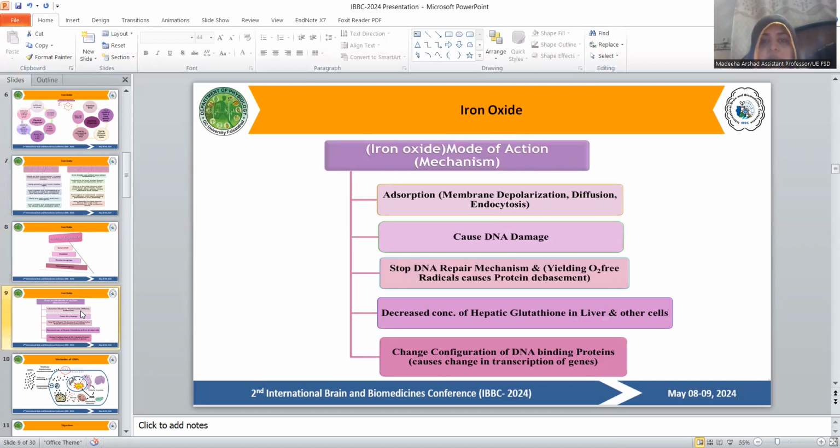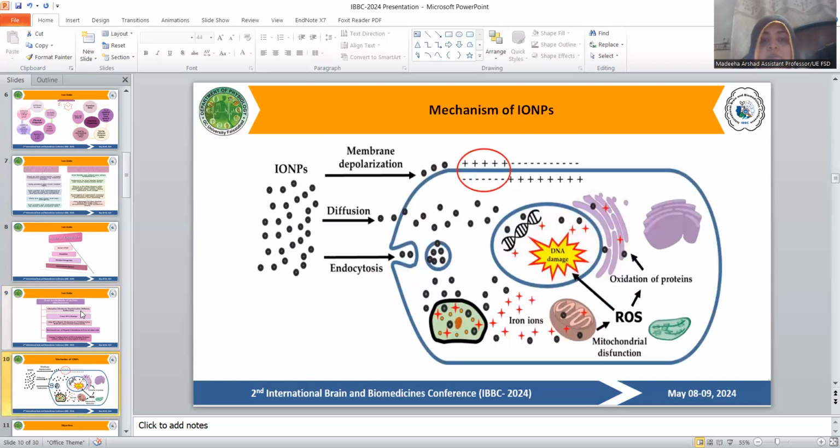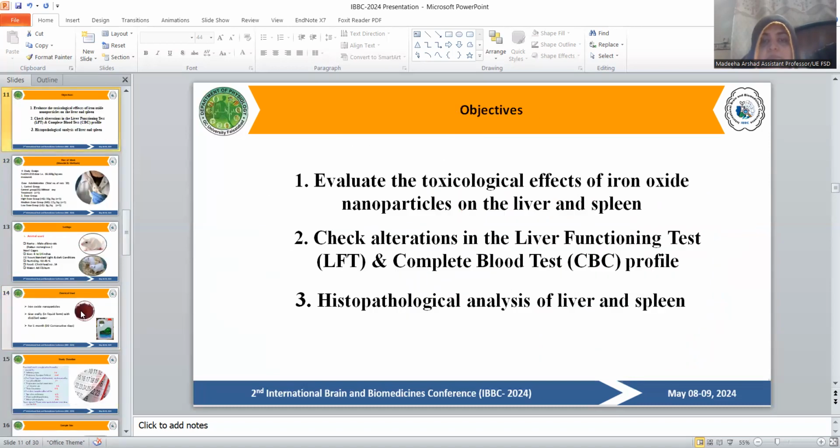The mode of action of iron oxide is that it is absorbed through the membrane by depolarization, diffusion, or endocytosis. It causes DNA damage and stops DNA repair mechanisms, yielding oxygen free radicals, causing protein degradation. There is a decreased concentration of hepatic glutathione in the liver and other cells. It changes the configuration of DNA-building proteins and causes changes in the transcription of genes. Here we can see iron oxide nanoparticles can enter into the cells via membrane depolarization, diffusion, or endocytosis.